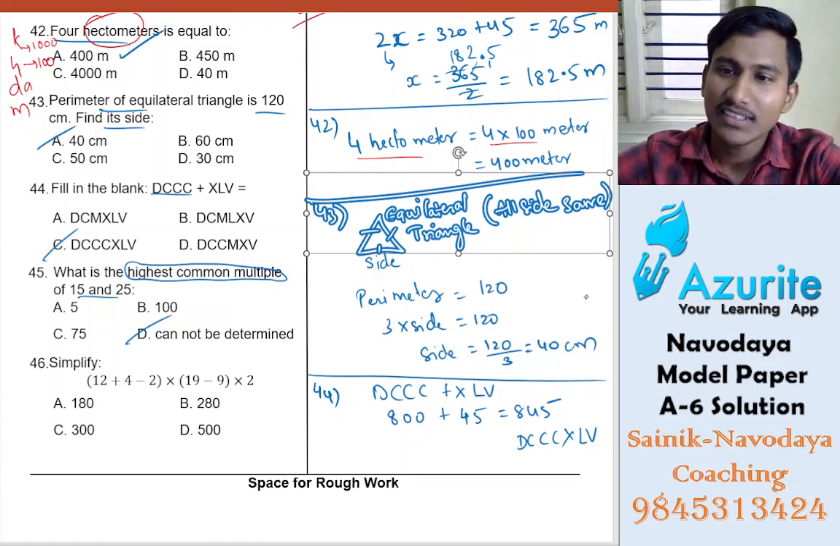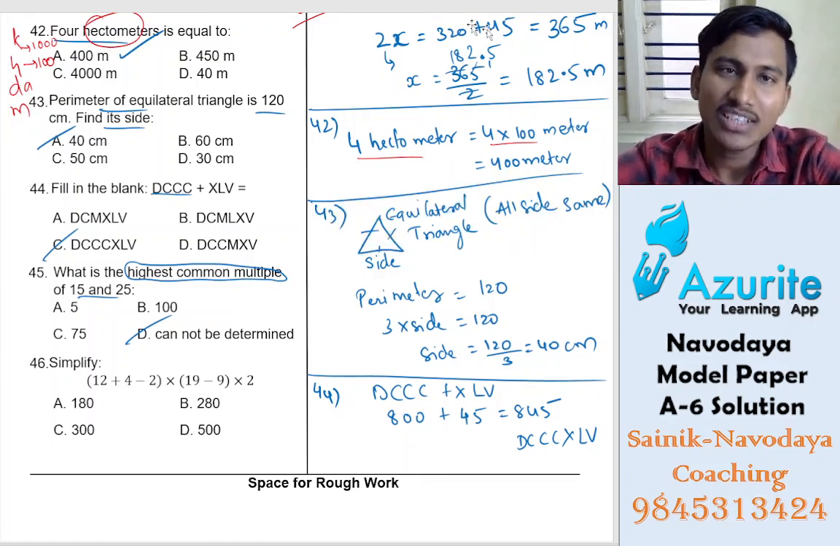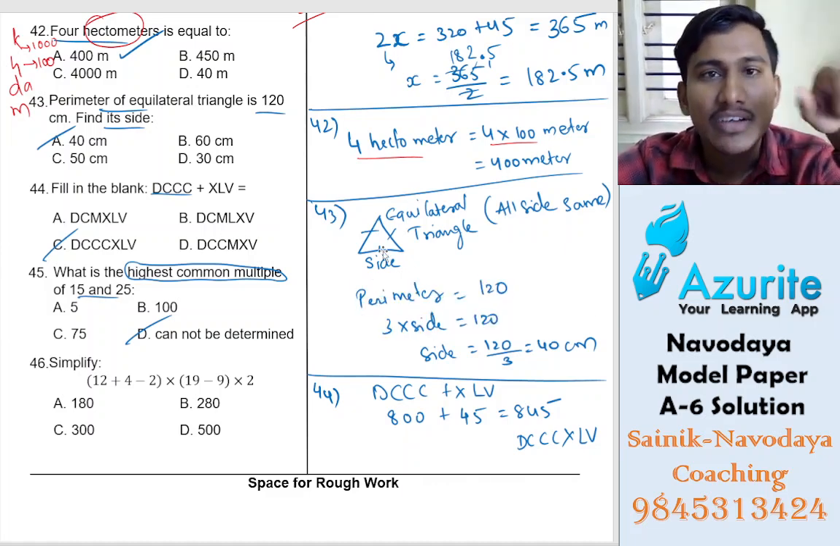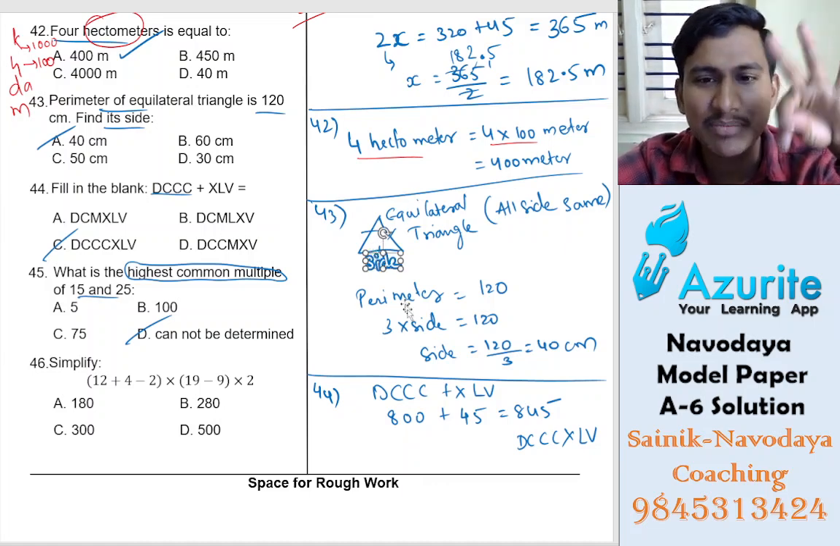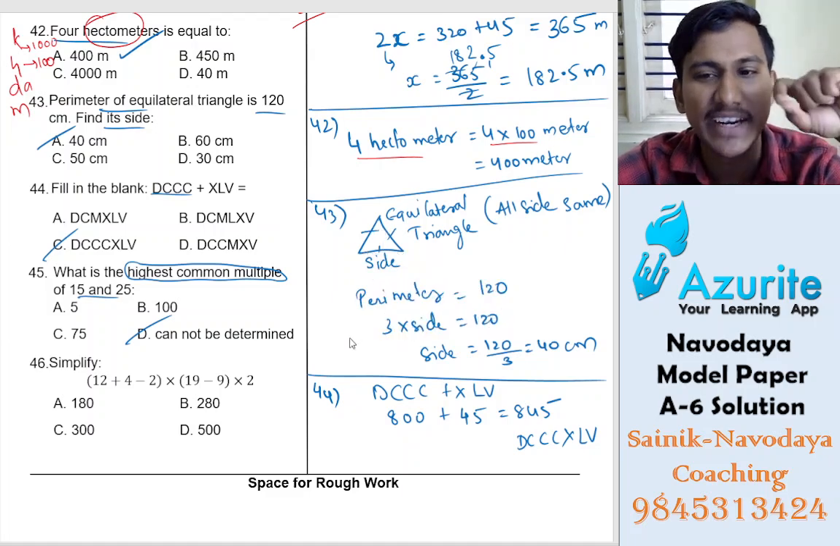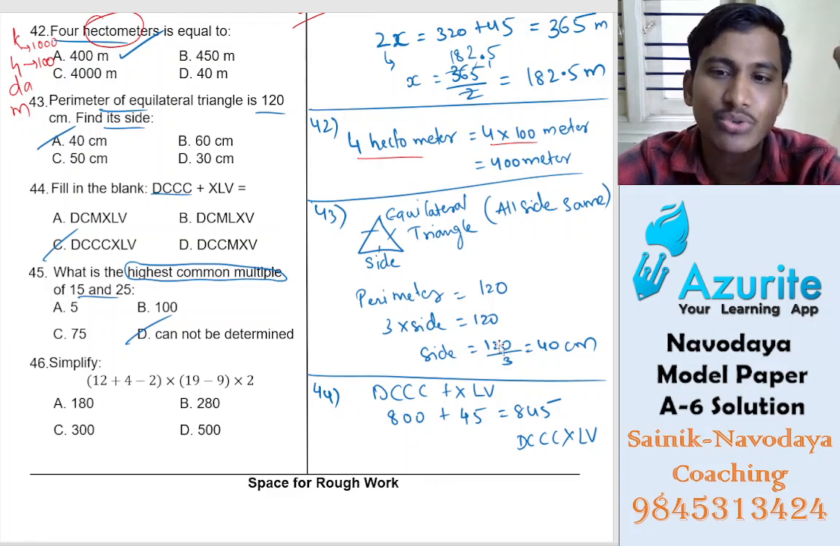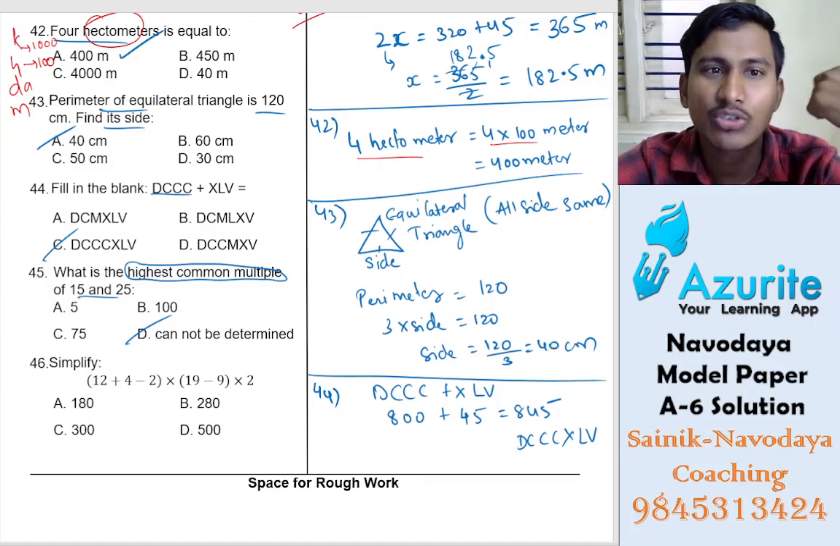All the sides are the same, so the perimeter will be addition. How many times do we have to add? 3 times, because 3 sides means 3 times into side. So that is 120, so one side will be 120 divided by 3. 3 fours are 12, so it will be 40 centimeters. Right?